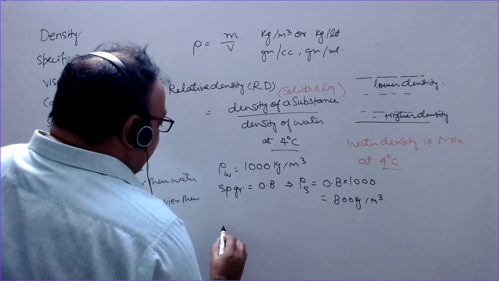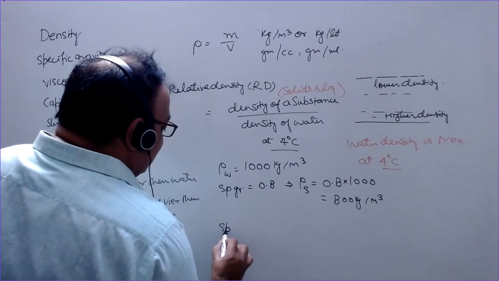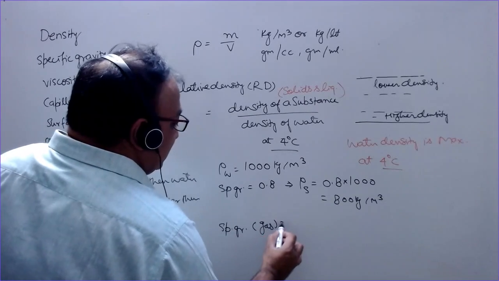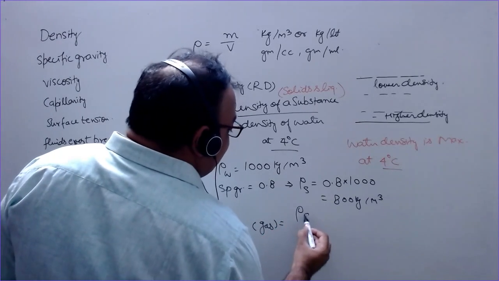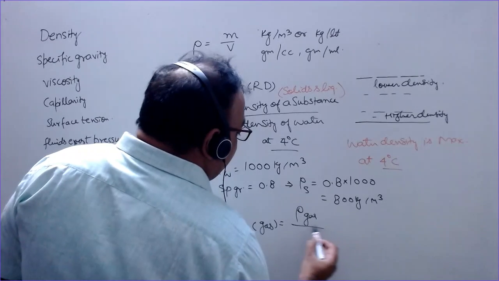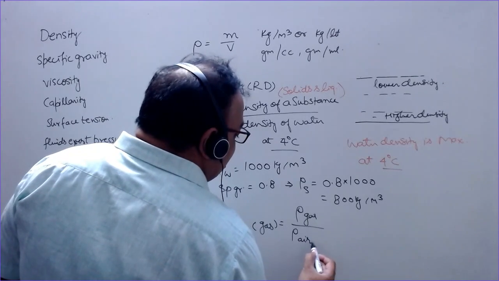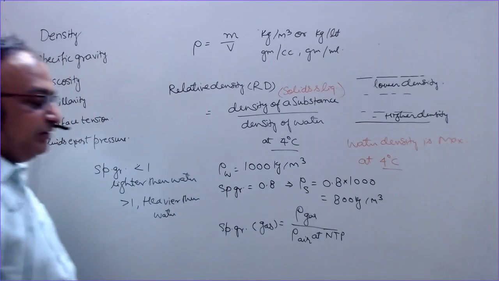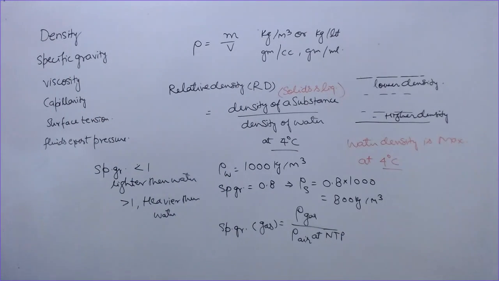Now, relative density or specific gravity for a gas is defined as the density of the gas divided by density of air at normal temperature and pressure conditions. So air is a standard fluid, density of air is very low, around 1.23 or 1.22 kilogram per meter cube, very low as compared to water.